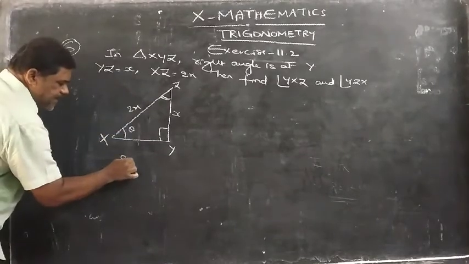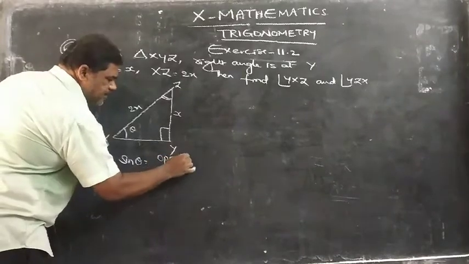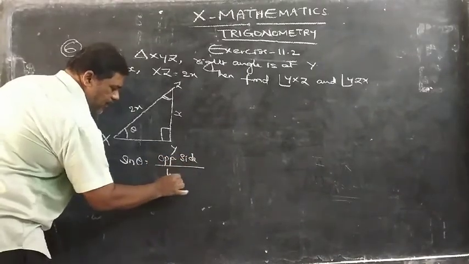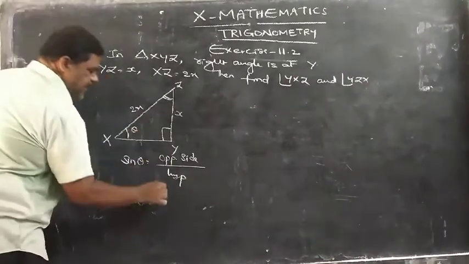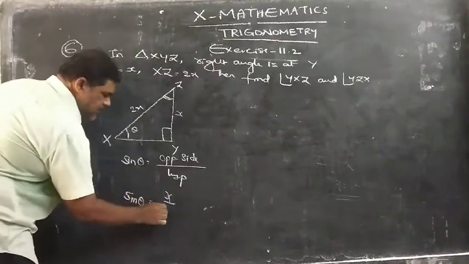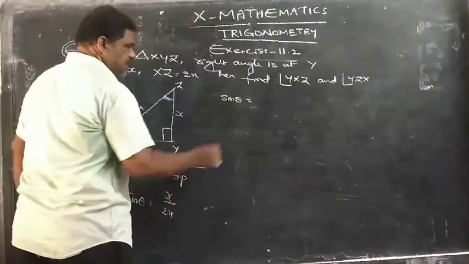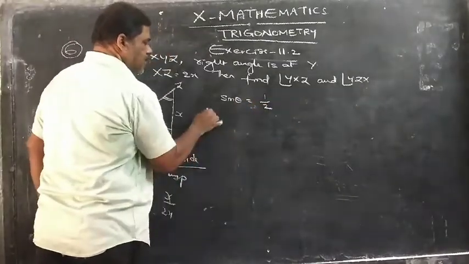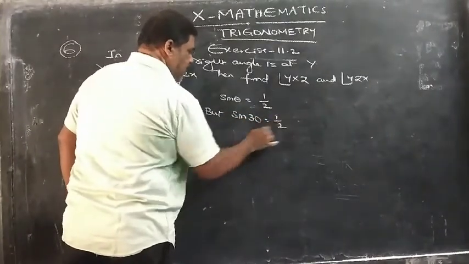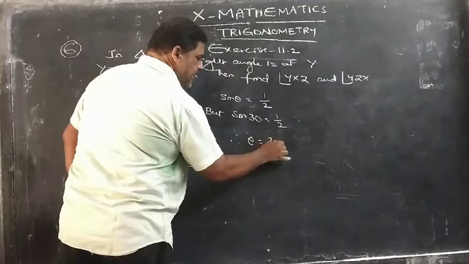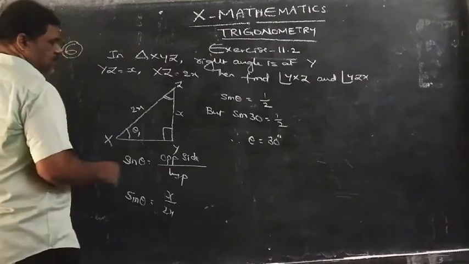Now apply sin theta formula for this. Sin theta formula is opposite side by hypotenuse. So sin theta is equal to opposite side x, hypotenuse 2x. So x cancels, we will get 1 by 2. But sin 30 degrees is 1 by 2. Therefore here theta value is 30 degrees. This is 30 degrees. Theta 1, let us suppose.